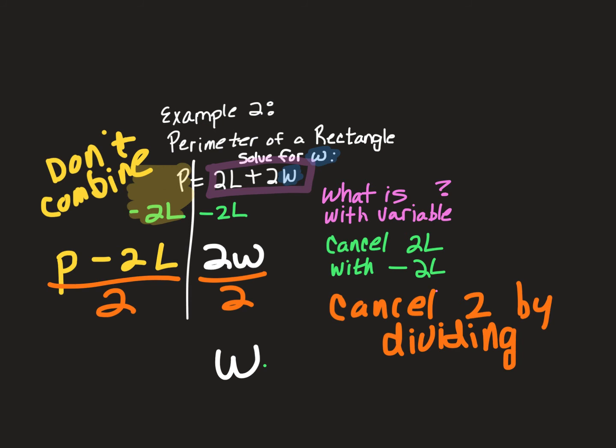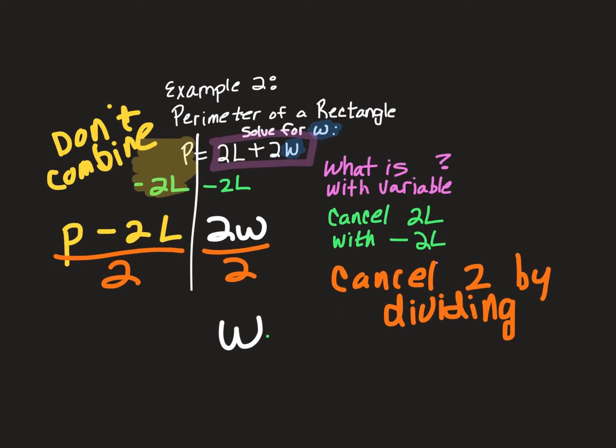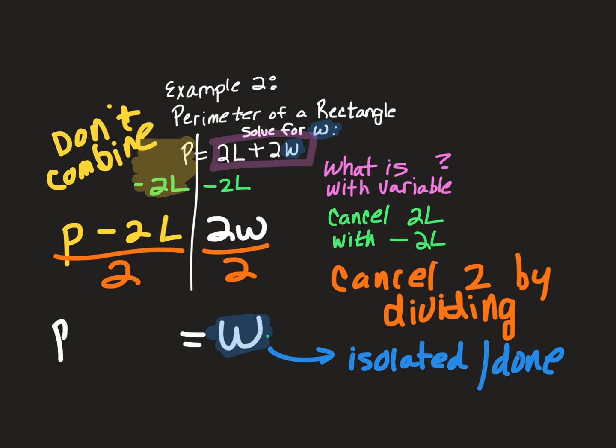Okay? Is my W isolated now? Do I have my W by itself? Yep. Okay, so this is isolated. So I know that I'm done because I've rearranged the formula so that the W is isolated. So I'm just going to bring down the rest of it. So P minus 2L over 2. So you're not doing anything you don't already know how to do. You're canceling stuff out. It's just that you don't have numbers. You're canceling out letters, variables, instead of numbers.